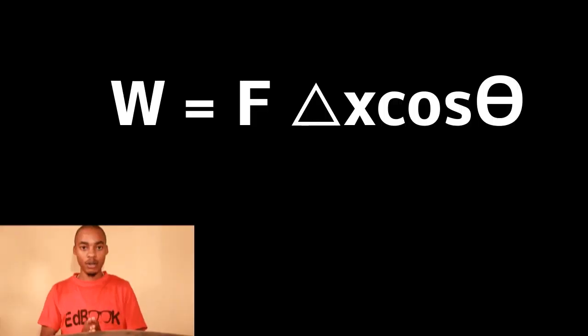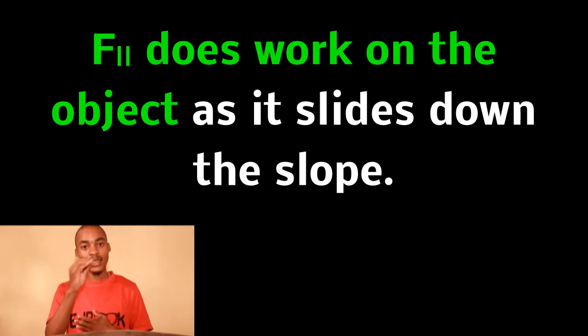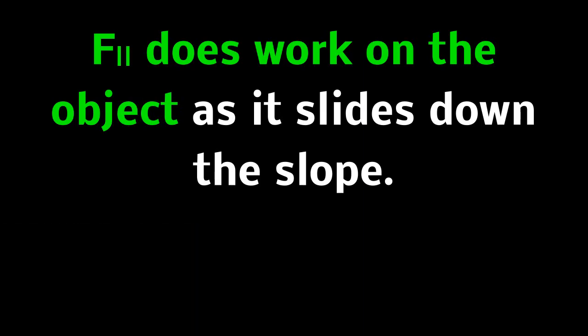How do we go about this? Well, from our definition of work, we know that work is equal to the force applied on an object multiplied by the displacement of the object. As we analyze our problem, we know that the force that is doing work on the object is the force due to gravity, but particularly the component of gravity that is parallel to the inclined surface, which is mg sine theta.